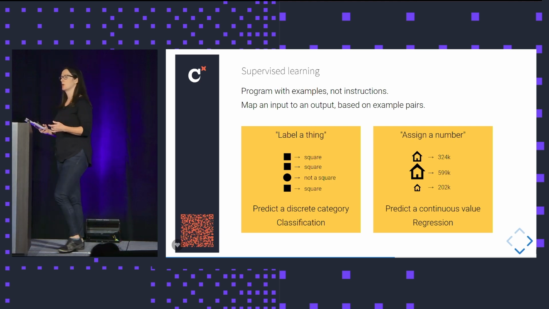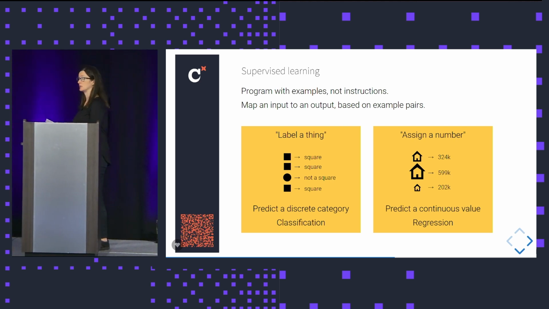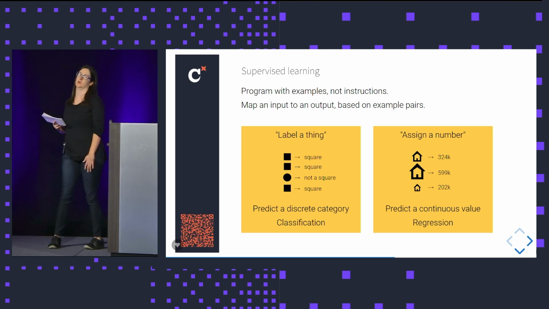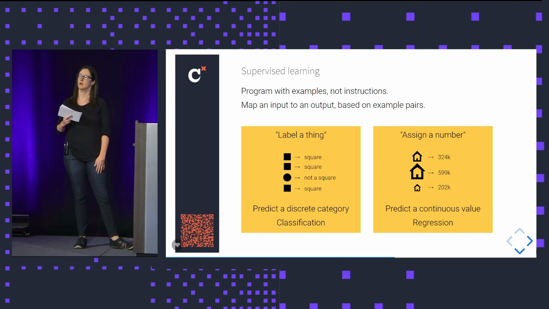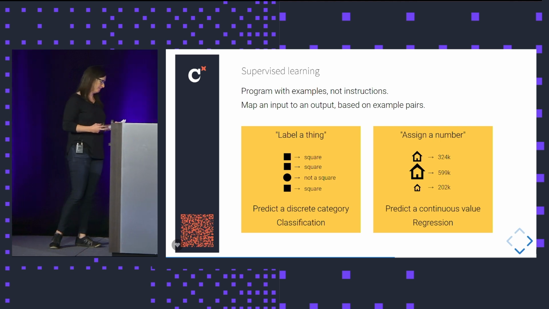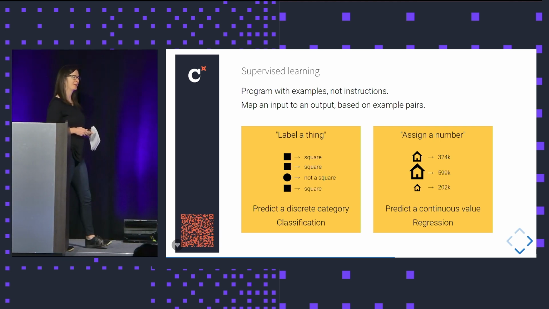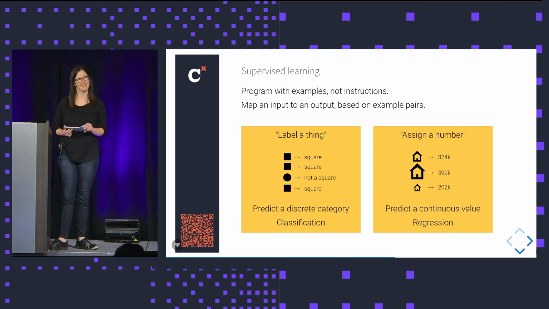Regression is programming a computer to predict a continuous value or assign a number. Given a set of house characteristics, predict a sales price, or given today's environmental factors, predict tomorrow's temperature. Now, how do we program a computer with examples? Well, that's the essence of training a machine learning model.